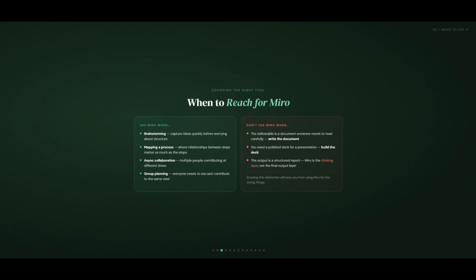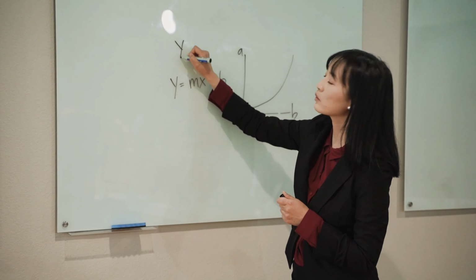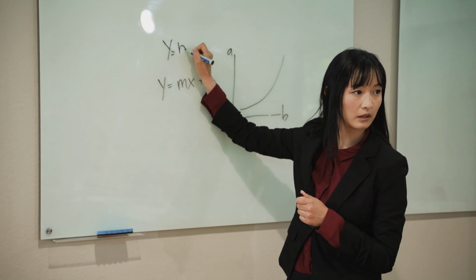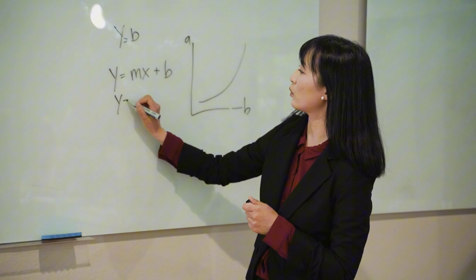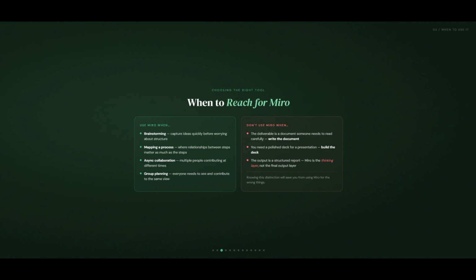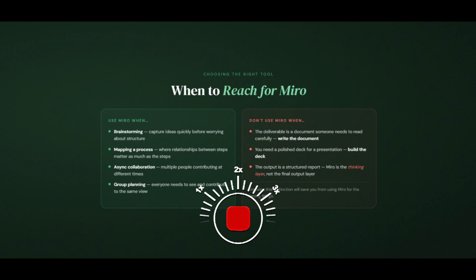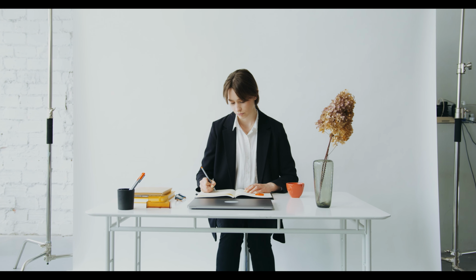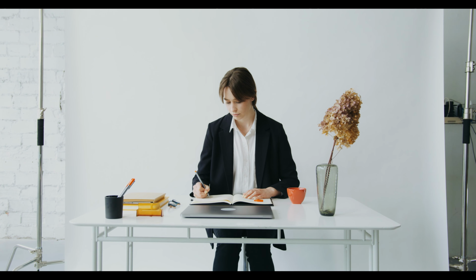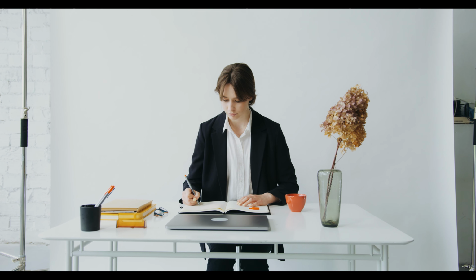It's worth being clear about what Miro is not, though, because these tools often get used interchangeably when they shouldn't. A document is linear. It's built for reading top to bottom. A slide deck is also linear, but designed for presenting. Miro is neither. It's spatial. The value is being able to arrange information visually, see relationships between things, and zoom in and out of detail. If a document is a book and a deck is a presentation, Miro is more like a thinking space. In Miro, your ideas get organized before they become anything else.